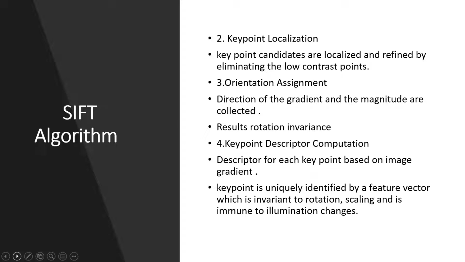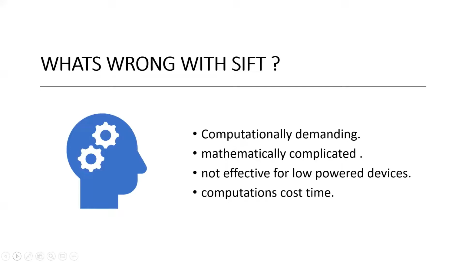For the descriptor, a 16 by 16 neighborhood around the key point is taken and subdivided into 4 by 4 blocks, each with an 8 bin orientation histogram, which results in 128 unique feature values, which are invariant to rotation, scaling, and illumination. Everything is well and good. Then what's wrong with SIFT? The thing is, it is computationally demanding, mathematically complicated, costs time, and is also not effective for low power devices. For these reasons, we have SURF.